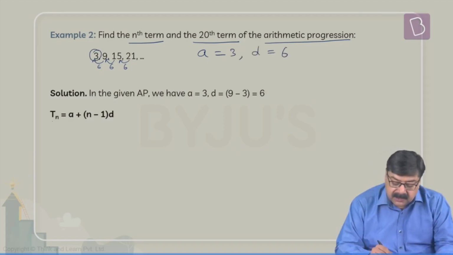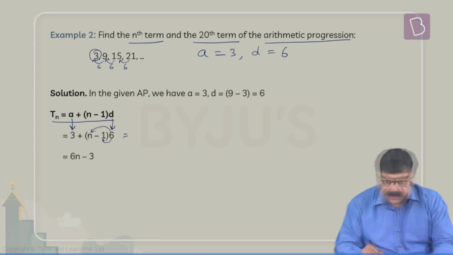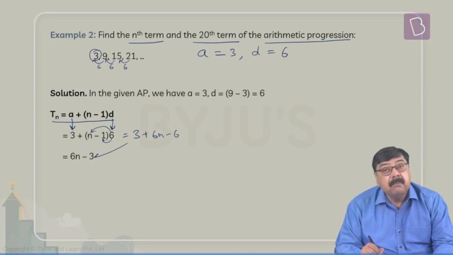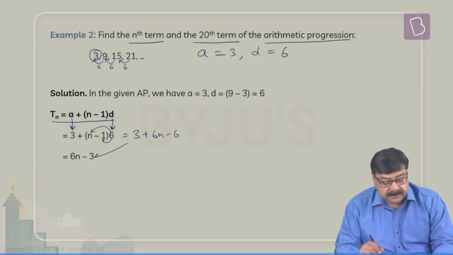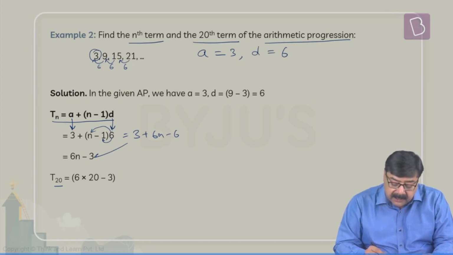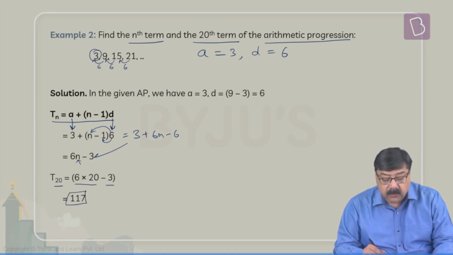So hence Tn equals a plus n minus 1 d. Finding out the nth term, a here is 3, n minus 1 into common difference here is 6. So this gives us 3 plus 6n minus 6, which amounts to 6n minus 3. That is the nth term. Now to find out the 20th term, we can directly substitute the value of n here as 20. So this becomes 6 into 20 minus 3, which is 117.